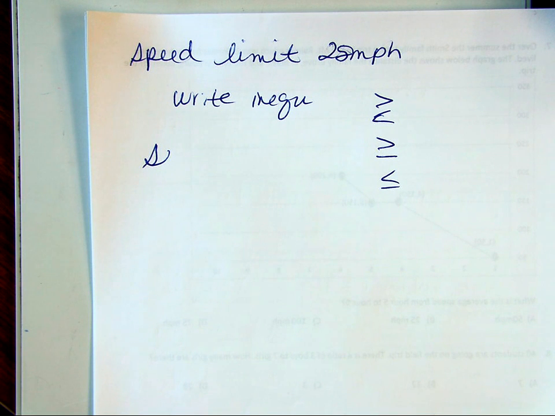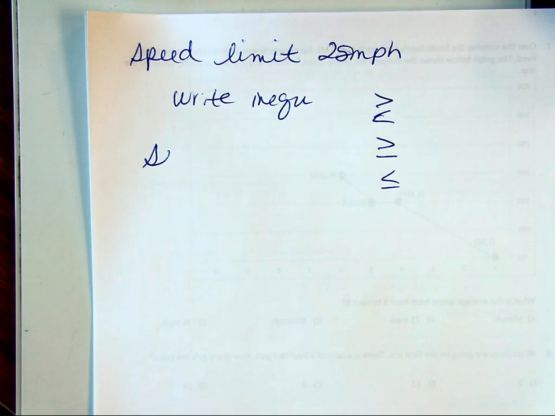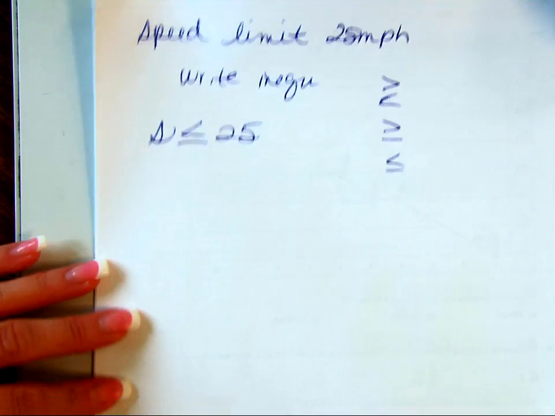And here's my question to you. Can I go exactly 25? Yeah. So which one of those is going to match that situation, Josh? Good. So your speed has to be less than or equal to 25, okay?